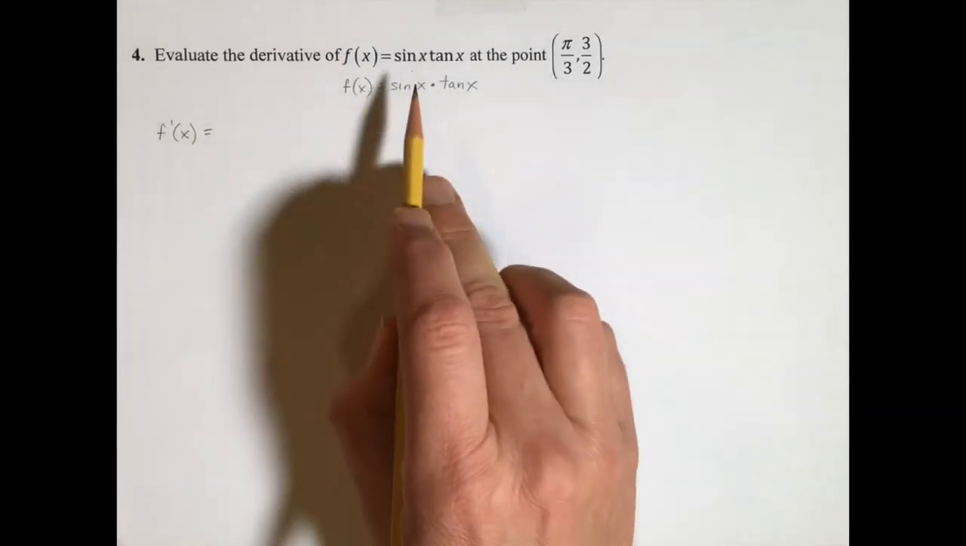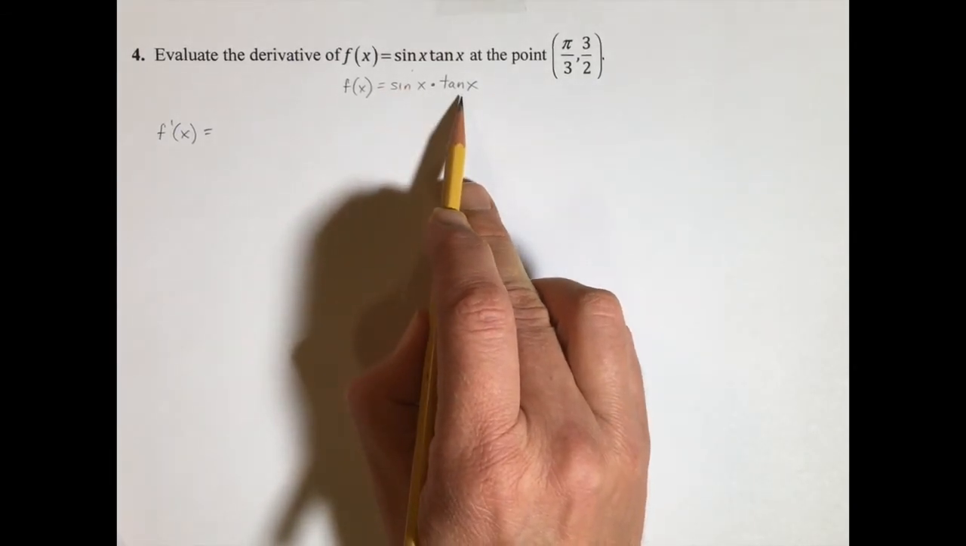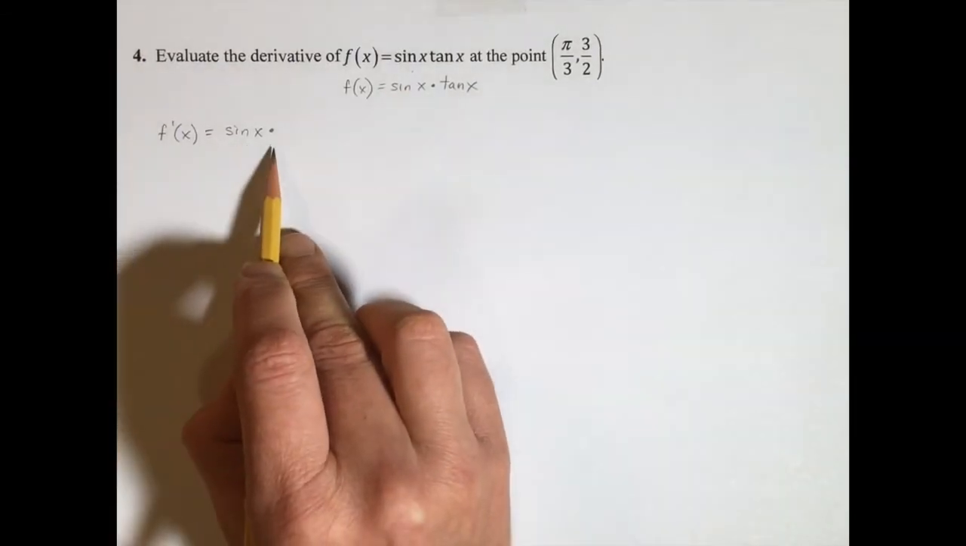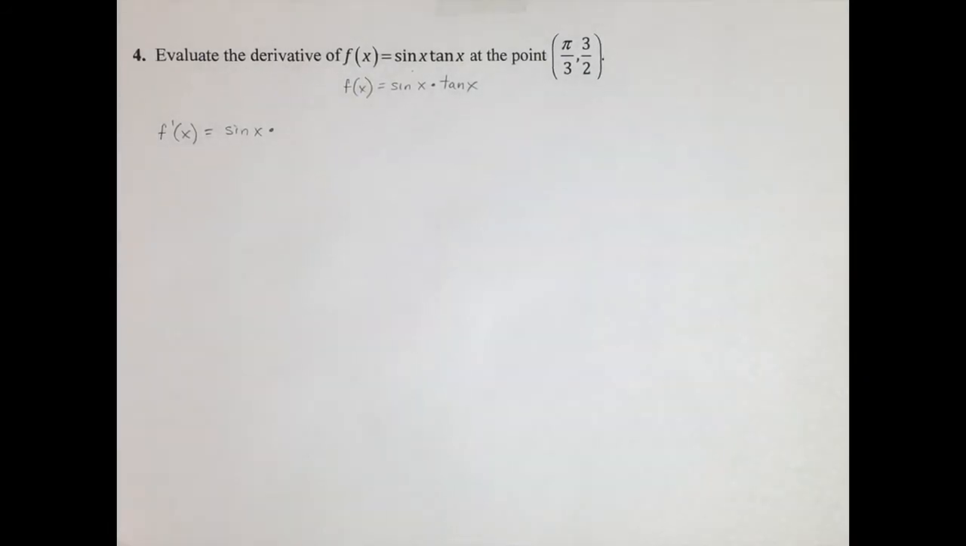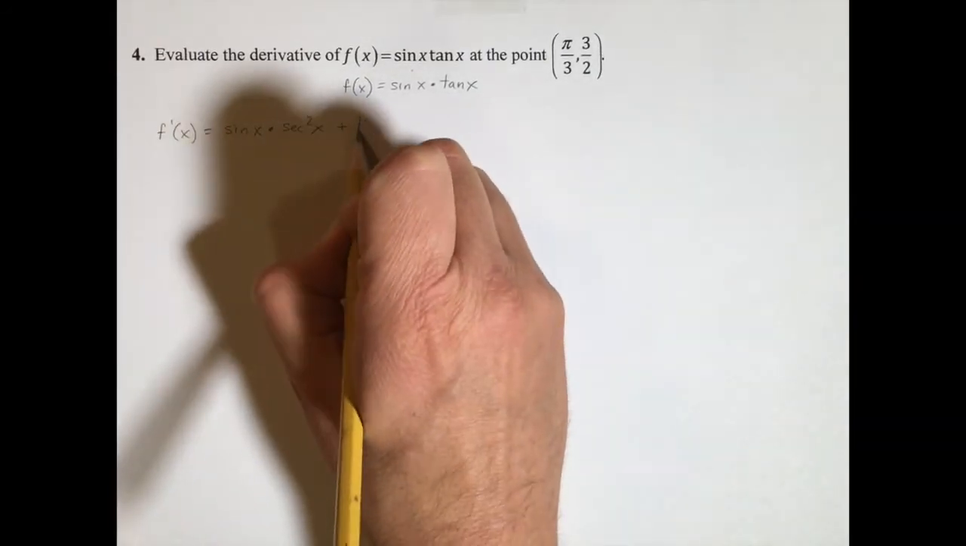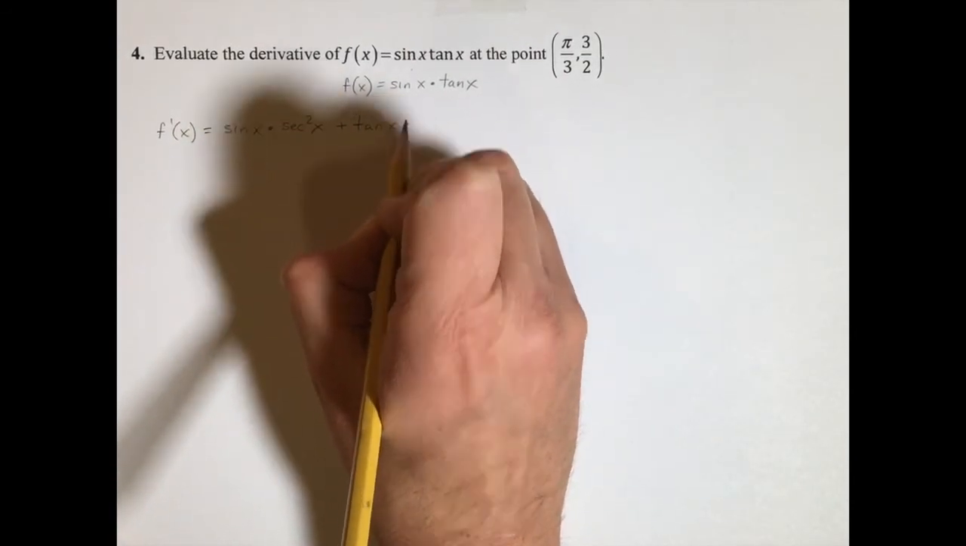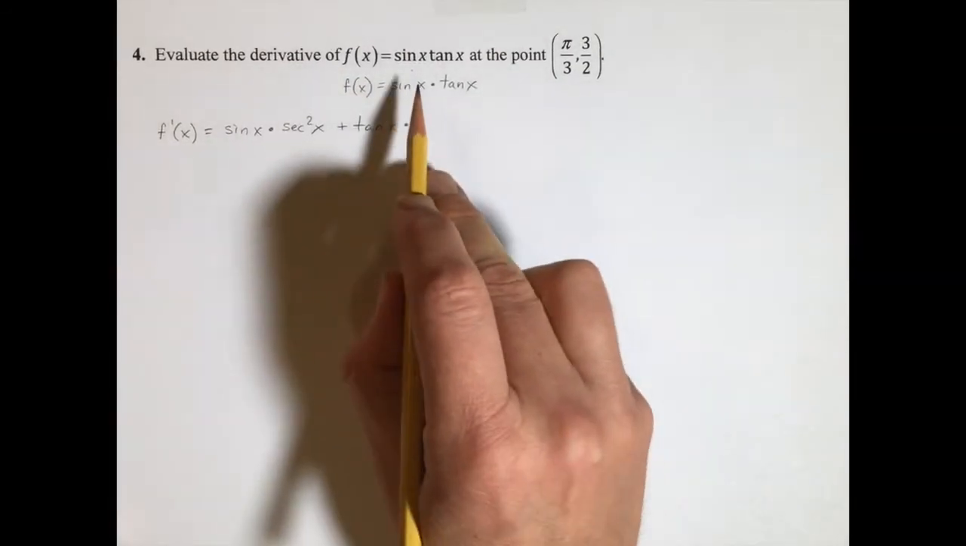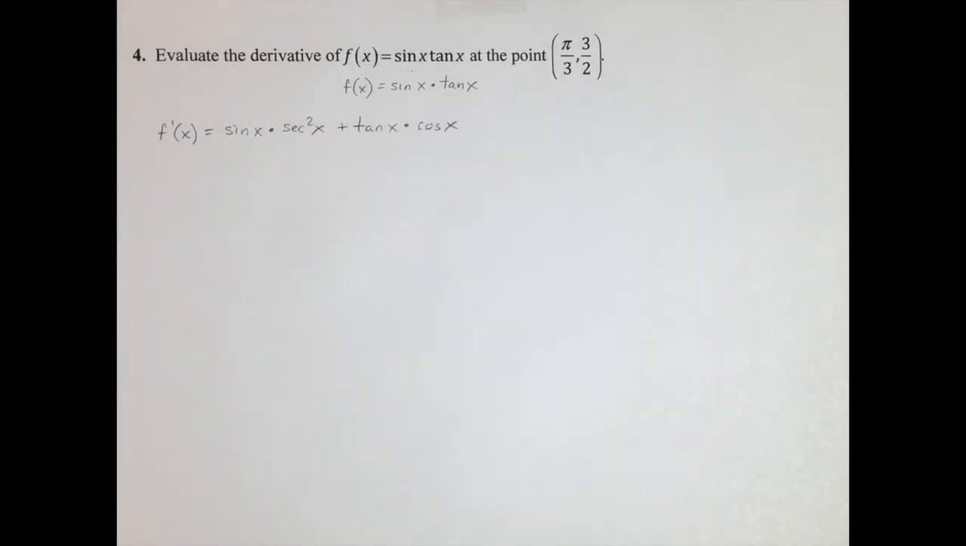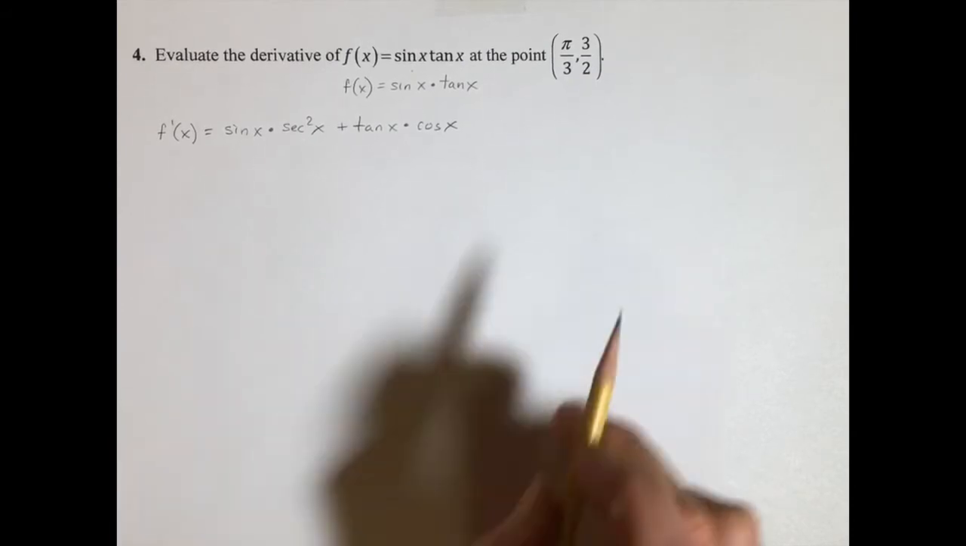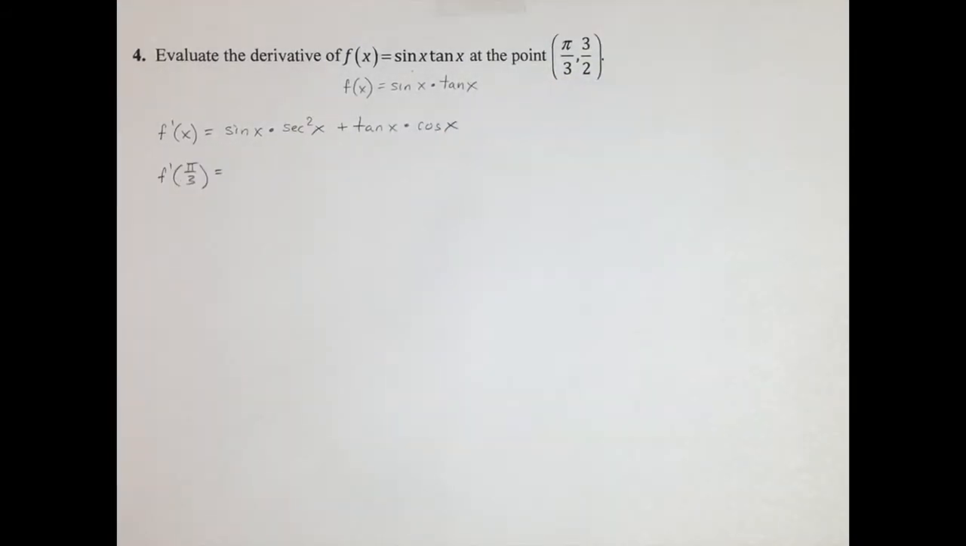So my derivative should be the first times the derivative of the second, and the derivative of tangent x is secant squared x. Plus the second, so plus tangent x, times the derivative of the first, and the derivative of sine is cosine. Now, perhaps f prime of x could be simplified, but that's not really important. We're being asked to evaluate f prime of pi over 3. I don't really see a point in trying to simplify it. I think I'll just plug in pi over 3 the way it is.